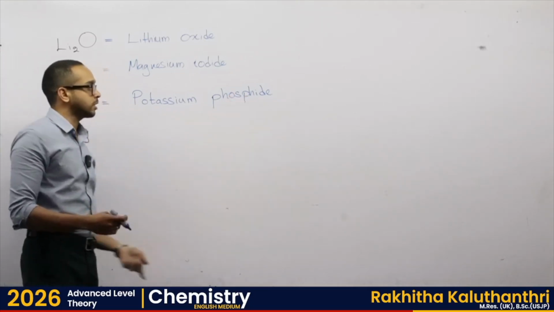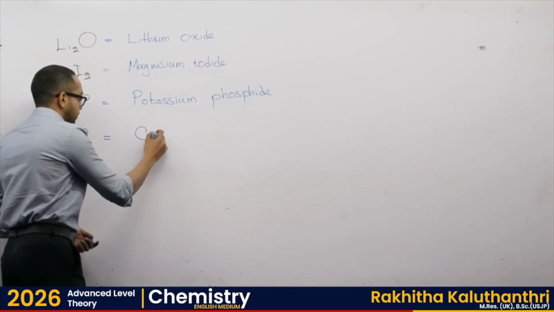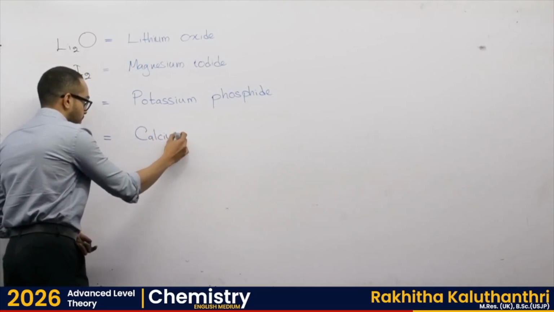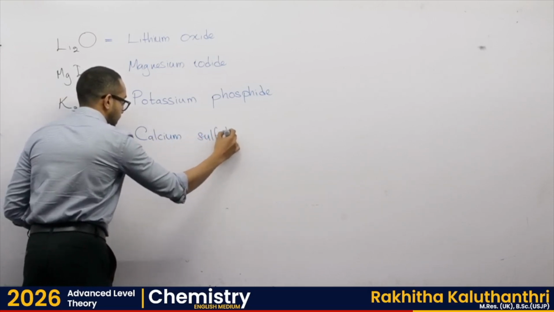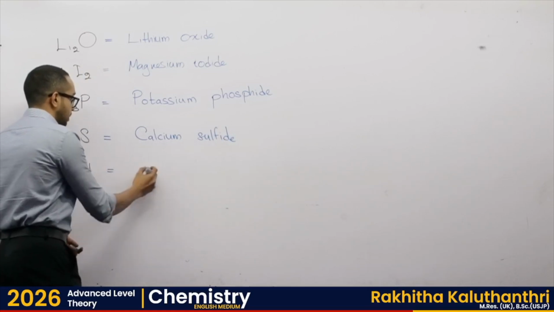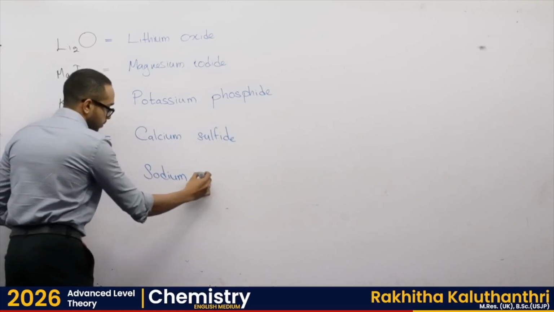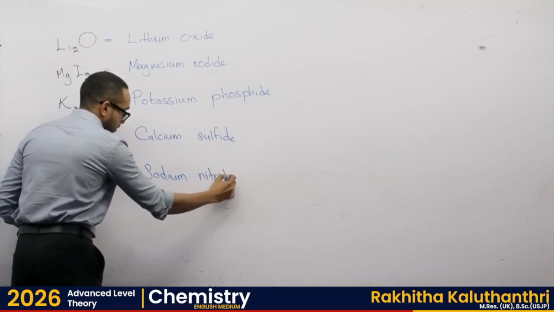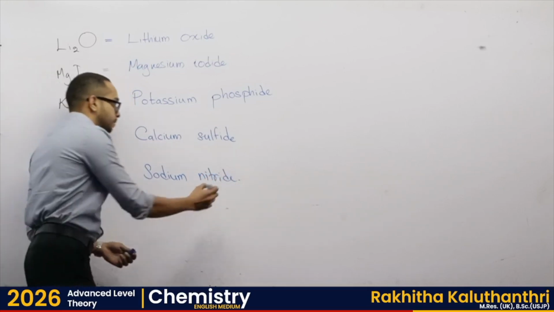Here we use ph. And then we have this, calcium sulfide, with F-I-D-E, and finally sodium nitride. Sodium nitride.